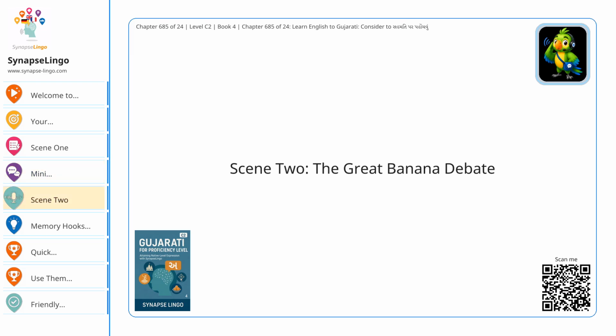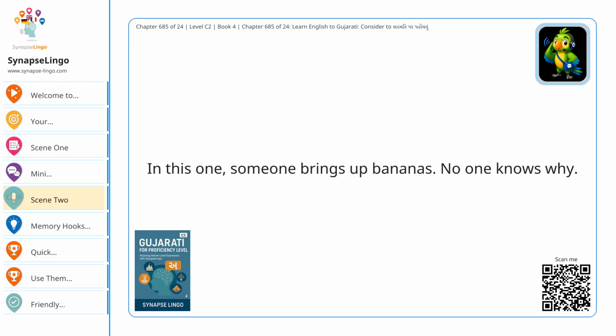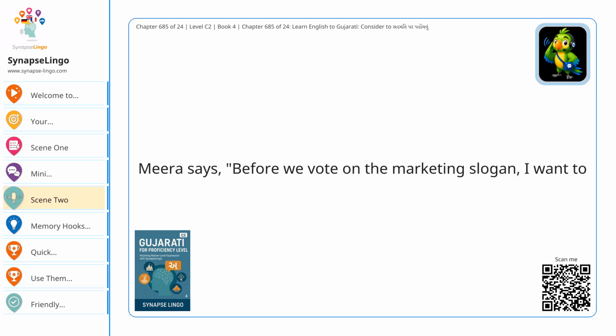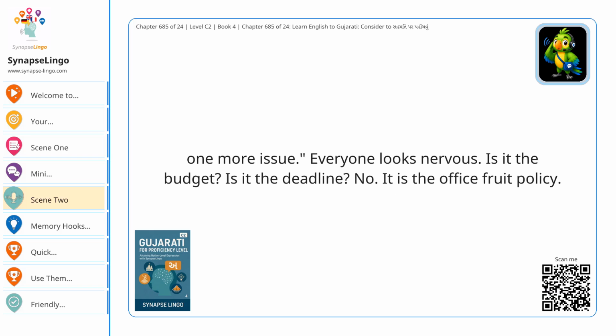Scene 2. The Great Banana Debate. Every serious meeting eventually becomes ridiculous. In this one, someone brings up bananas. No one knows why. Mira says, before we vote on the marketing slogan, I want to bring up one more issue. Everyone looks nervous. Is it the budget? Is it the deadline? No. It is the office fruit policy.